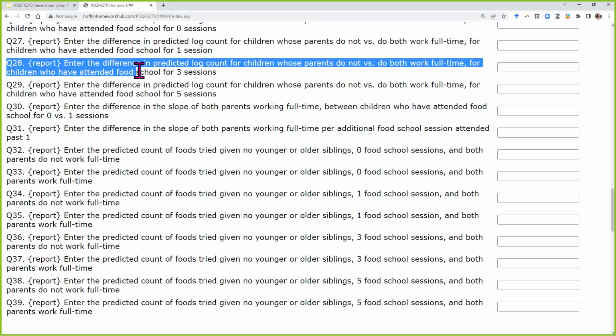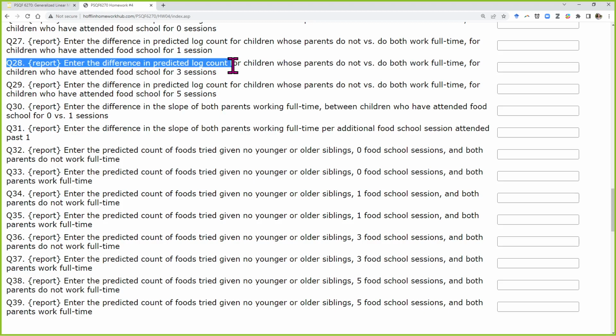Question 28: enter the difference in predicted log count, so we know that we're within the model scale, for children whose parents do not versus do work full-time. This part of the question is asking for the slope of full-time work. That's the unit of request here. It is for moderator values of food school of 3 sessions.